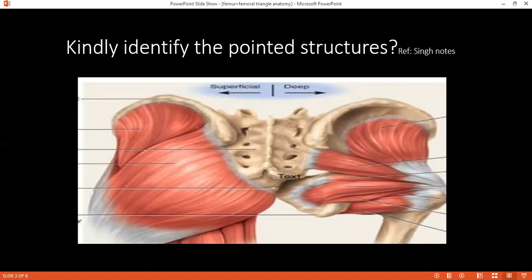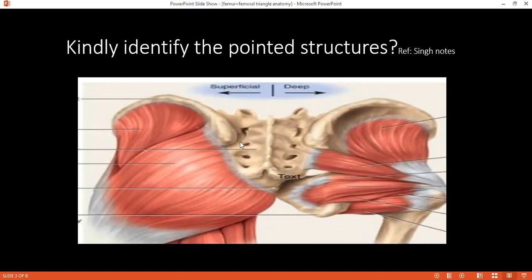So it arises from the posterior gluteal line on the outer surface of the ilium, and it is inserted into the gluteal tuberosity on the femur, and also it joins the iliotibial tract. What is the nerve supply of this muscle and what are the actions? It is supplied by the inferior gluteal nerve, and its action is extensor and external rotator of the hip.